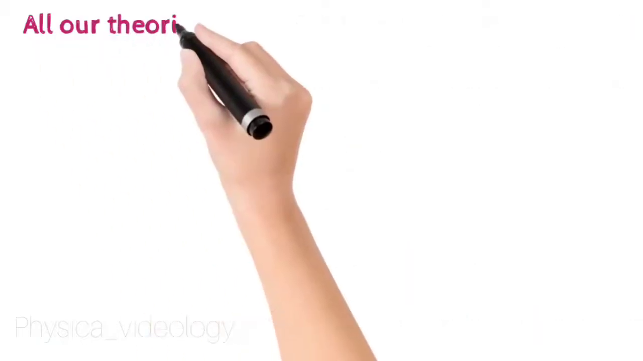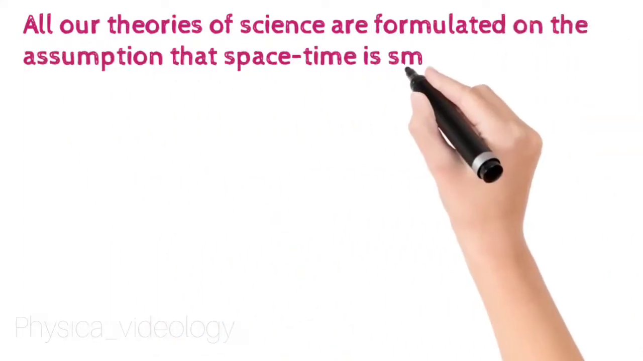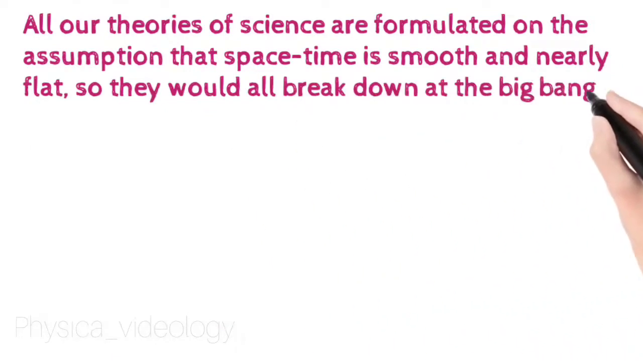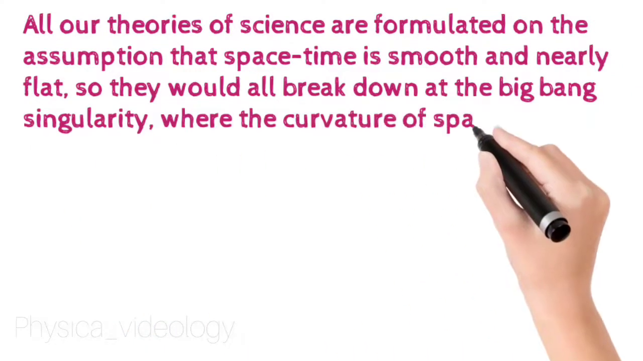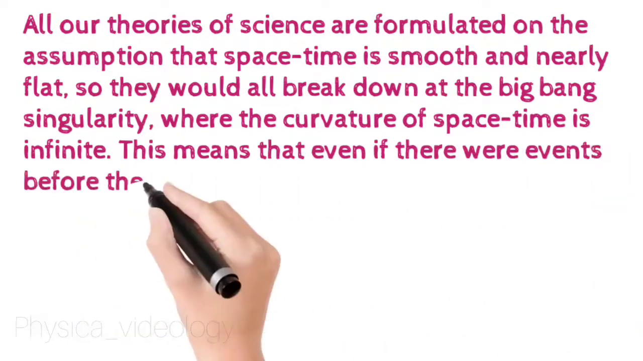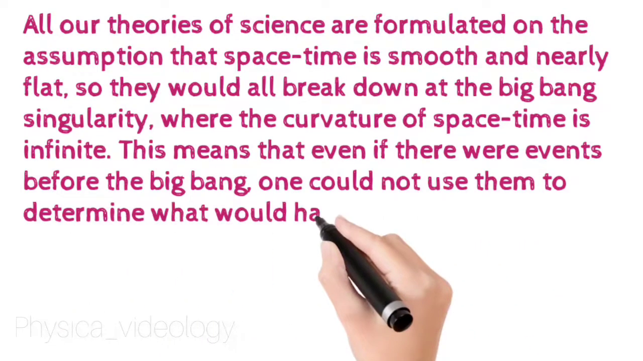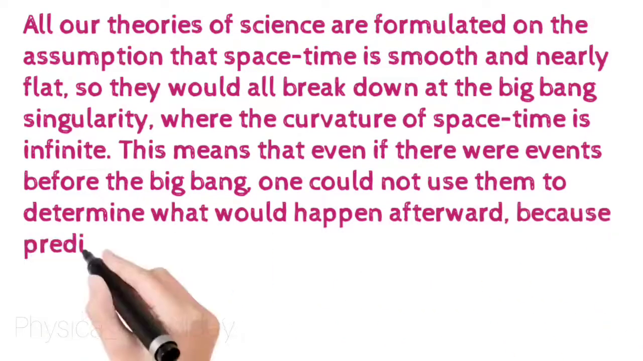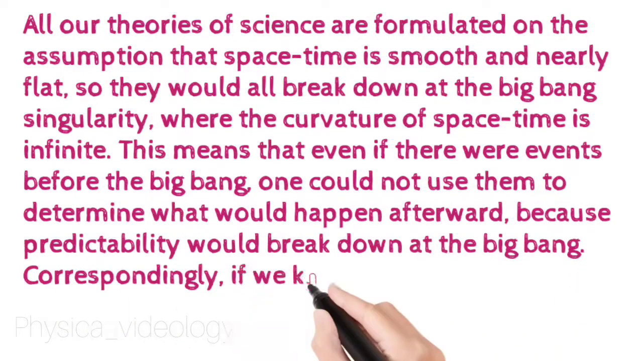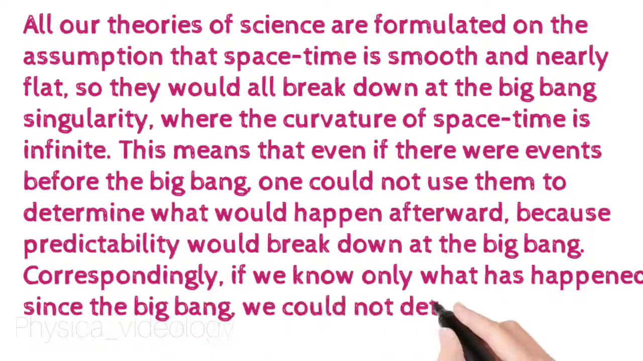All our theories of science are formulated on the assumption that space-time is smooth and nearly flat, so they would all break down at the Big Bang singularity, where the curvature of space-time is infinite. This means that even if there were events before the Big Bang, one could not use them to determine what would happen afterward, because predictability would break down at the Big Bang. Correspondingly, if we know only what has happened since the Big Bang, we could not determine what happened beforehand.